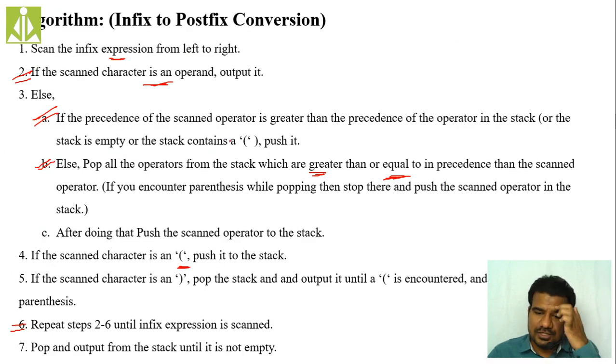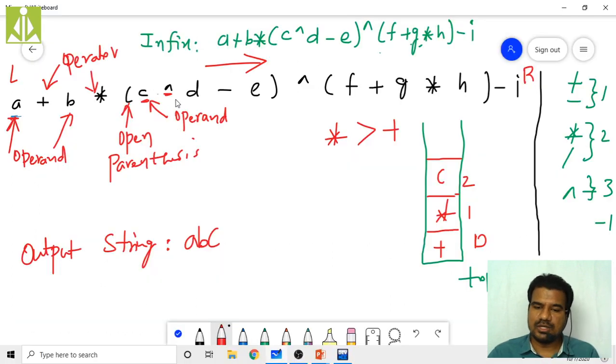If the stack contains an open bracket, then we also have to push the current operator to the stack. So we have to push this cap, the power operator, to the stack, and my top will become 3. Like this.